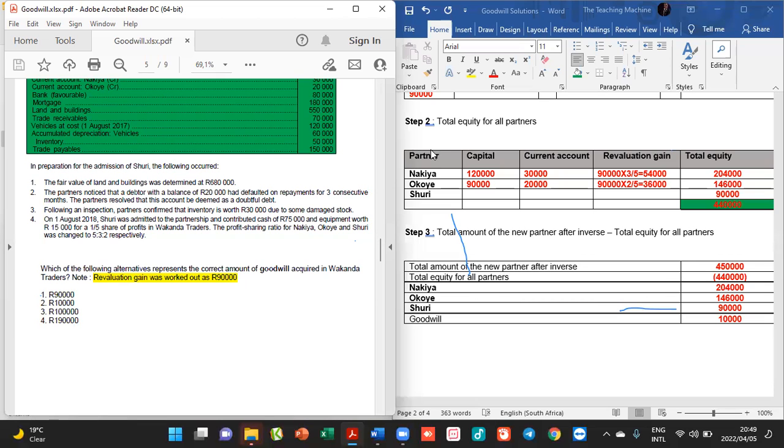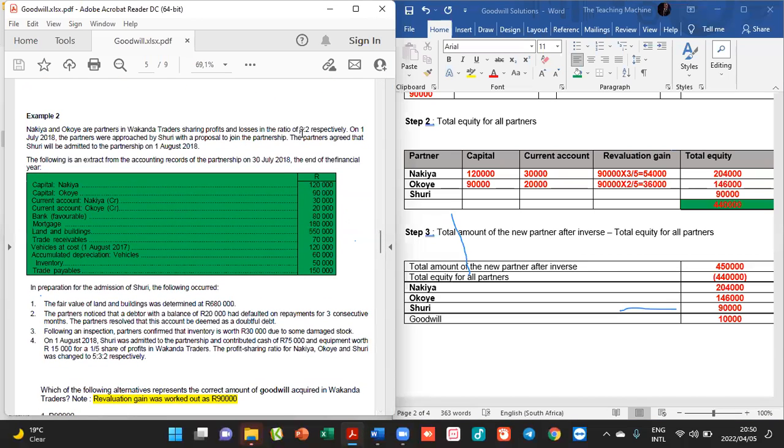I still don't understand. Okay, what is it that you don't understand? Sorry, I'm still lost. Okay, what confuses you? I'm still confused as to how we got to multiply Nakia's 90,000 by 3/5, but then Okoye was 2/3, but then the ratio was 3:2. Okay, no, I got it now. But isn't it that the ratio was changed to 5:3:2?